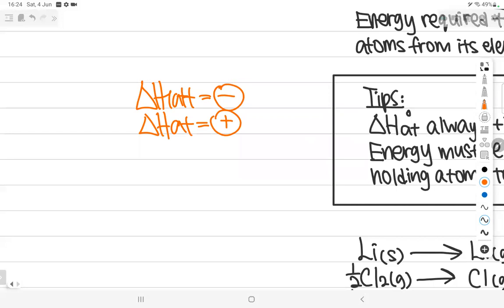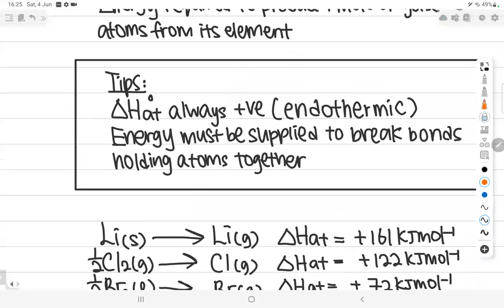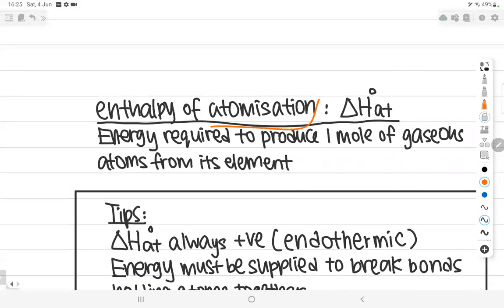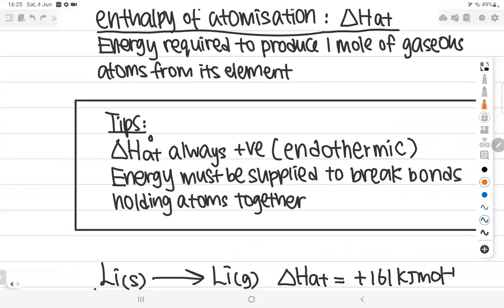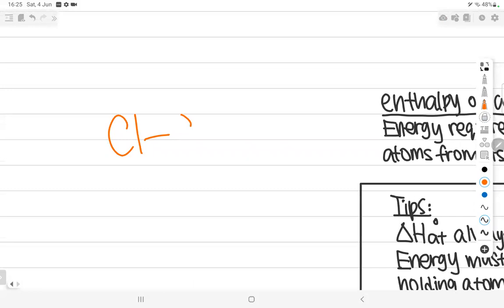You need to understand the reason behind. Why does the enthalpy of atomization have to be positive? Because remember, for atomization, what we want to do is get the gas atom. If you want to get the gas atom, you need to break the bond. For example, this is chlorine. If you want to get the gas atom, you need to break the bond.